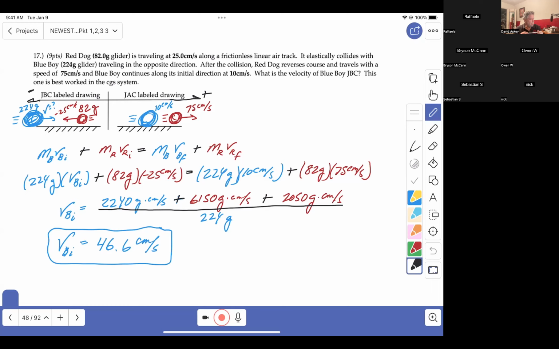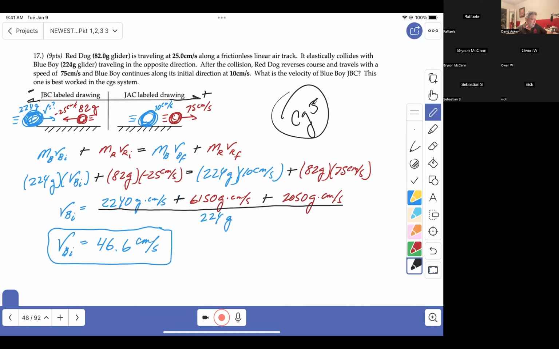17, red dog and blue boy. Once again, this is an elastic collision. The one thing you have to worry about is right here. Make sure that if they're going to collide, they're probably going opposite directions. Red dog, blue boy could be going along and red dog comes up behind it and hits it. That way there's no negatives, but I doubt I'm going to do that to you. I want at least one negative in there to make sure you realize it. And once again, CGS system here. If you wanted to use MKS, I'm not going to complain, but it's just a lot easier in CGS.